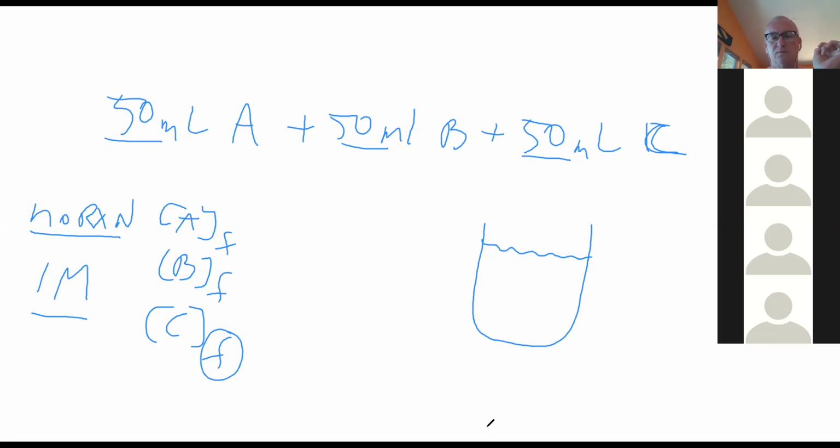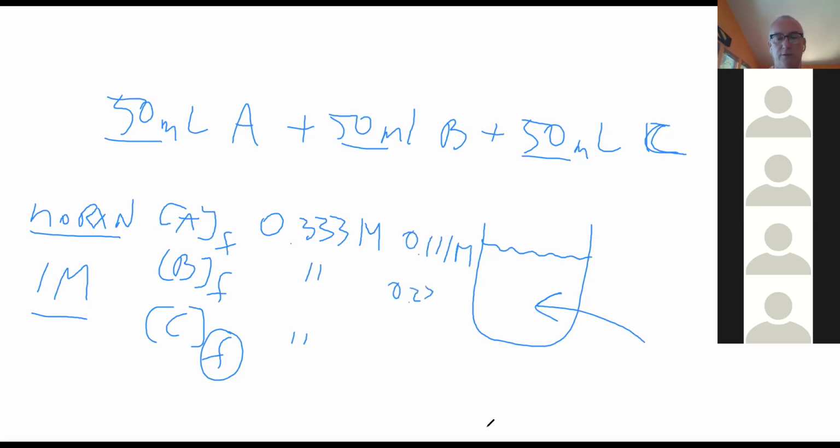Would it be 33? 33 what? Molar. 33 molar of A? 0.33. There you go, 0.33 molar. So each one would be 0.333 molar. But let's say that's not what you got. Let's say you click on the beaker, and what you see is that A is down to 0.111 molar, B is down to 0.222 molar, and C is now 0.50 molar.